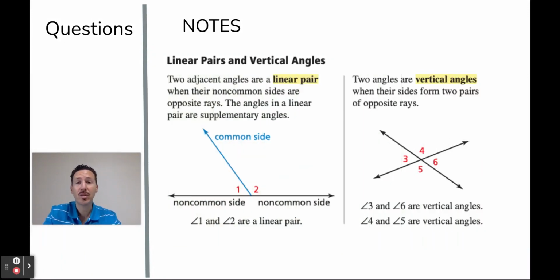Then we have something that's called vertical pairs or vertical angles. The vertical angles are basically when you create this X here, they're the angles that are opposite to each other. Those are vertical angles. So angle 4 and 5 are vertical angles. Angles 3 and 6 are vertical angles. So vertical angles are usually just across from each other, and they'll make the X. So when you see that, then you know you can have vertical angles.